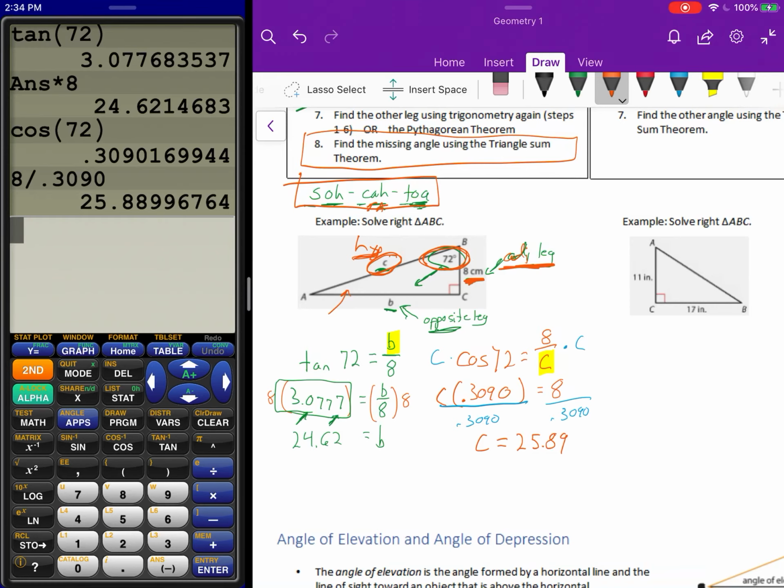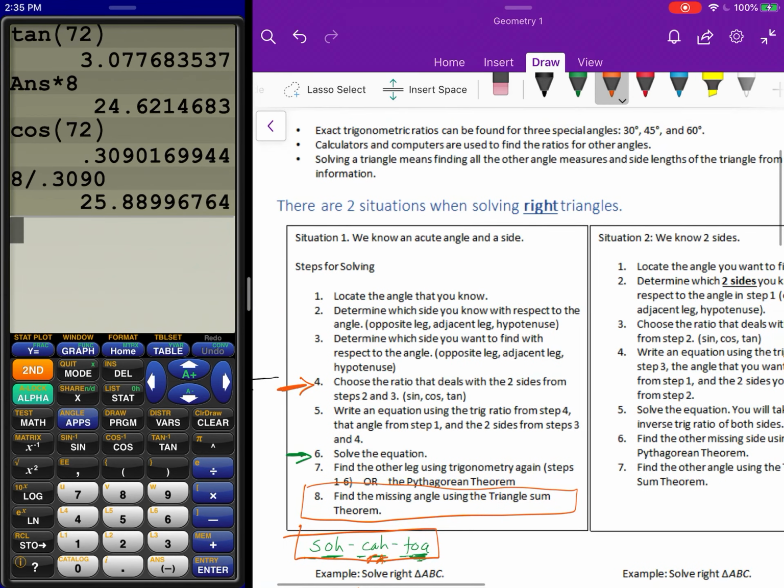And then lastly, we can find this other angle, and actually we could have found this angle right away. So we're on step 8, find the missing angle using the triangle sum theorem. We know the 3 angles in a triangle add up to 180. We actually know one of them is 90 already, so 180 minus 90 is 90, and then 90 minus 72 is 18, so angle A is 18. So we found our 3 parts, and that is how you solve right triangles.